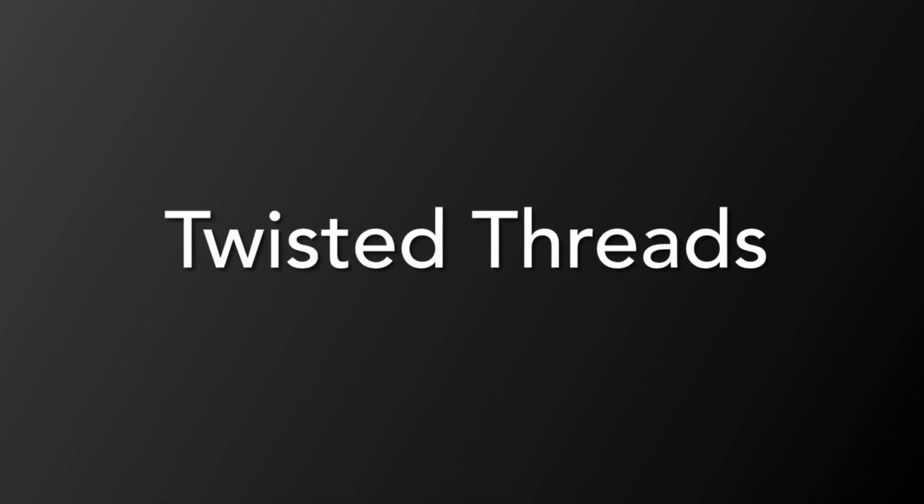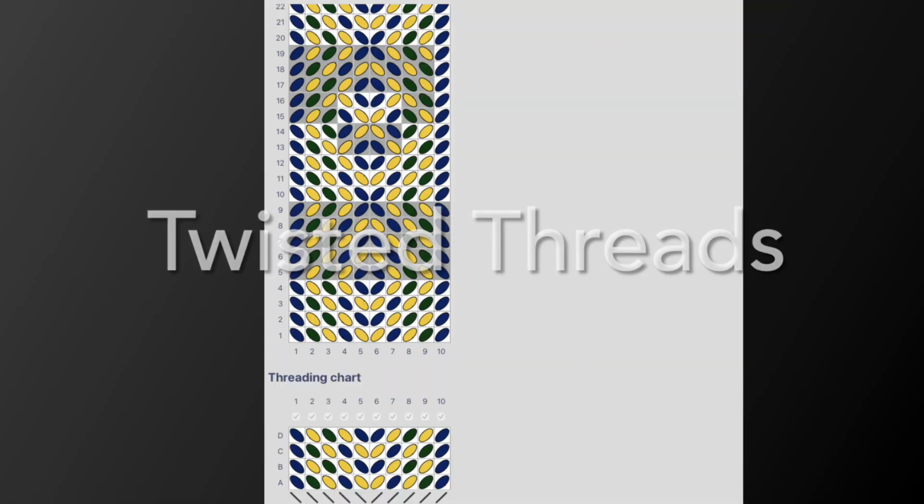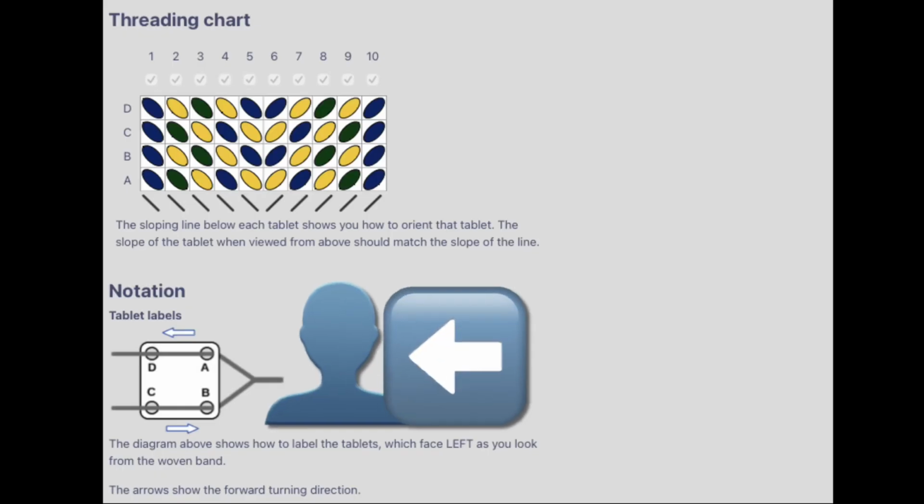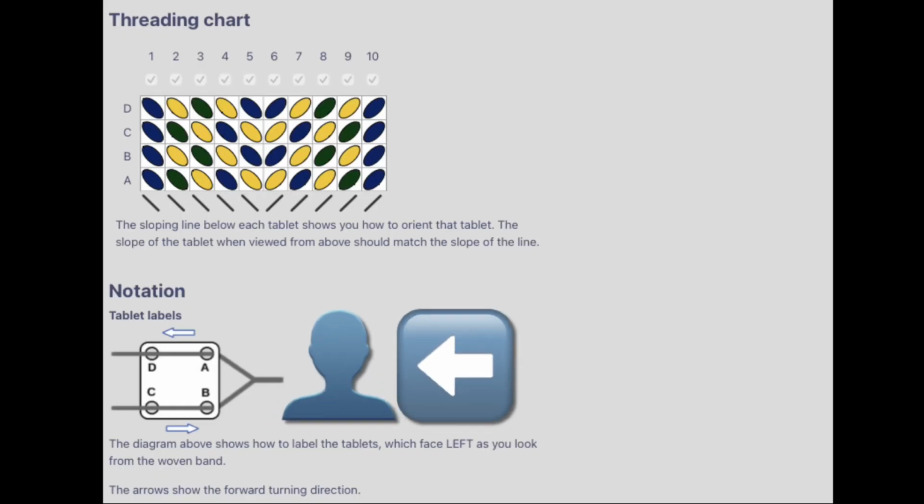The first one we're going to look at is Twisted Threads by Shelagh Lewins. You can recognize this one with its gray background and its slanted ovals in boxes. At the bottom of each pattern is a key. We're going to look at the card notation first.